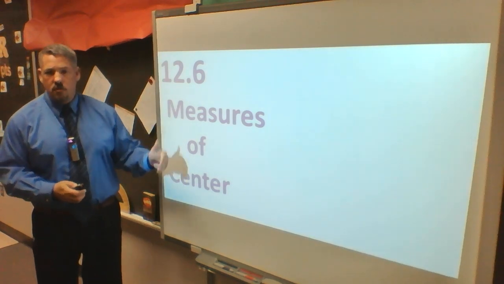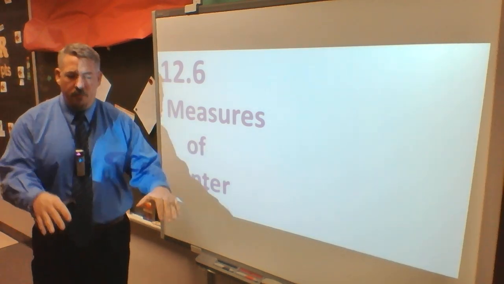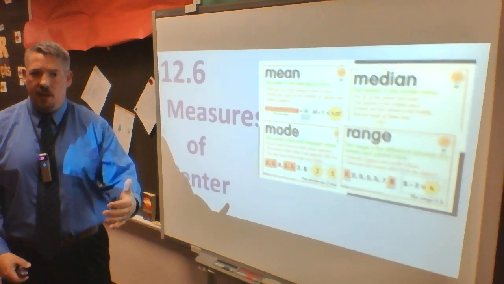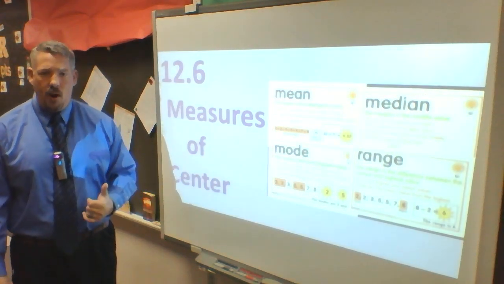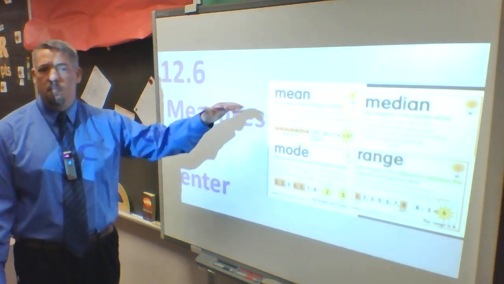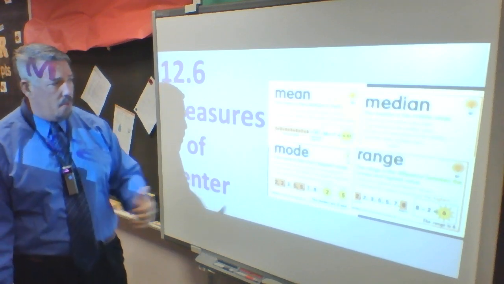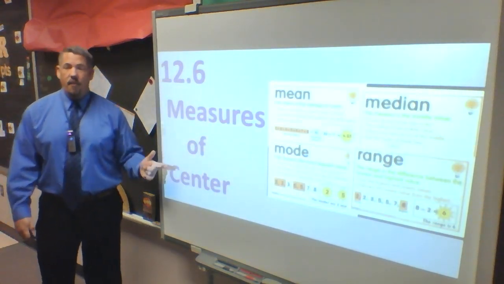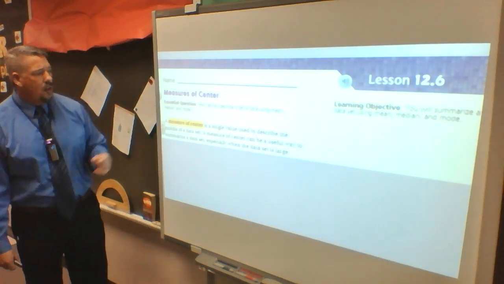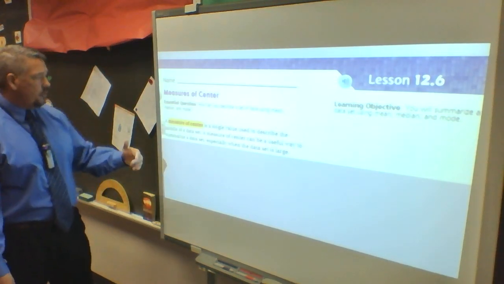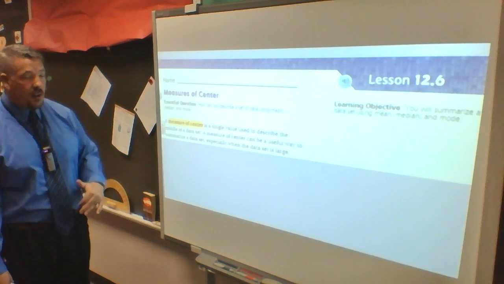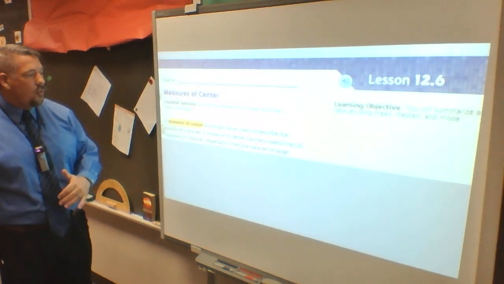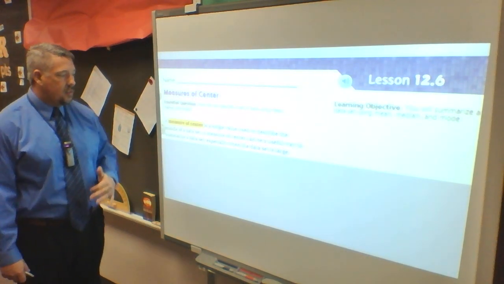When we talk about measures of center, though, I want you to think back before Christmas when I introduced the idea of mean, median, mode, and range. Yesterday we did mean, which we'll look at in just a second, but median is really what we're talking about when it comes to the definition at the top of the page. The definition at the top of that page for 12.6 says a measure of center is a single value used to describe the middle of the data set.